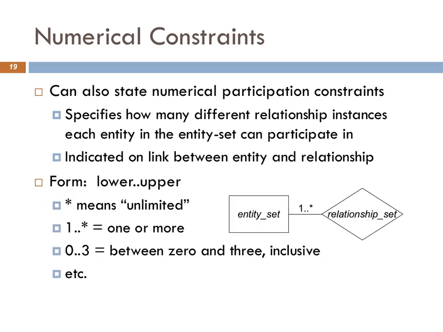Okay, so typically they're written as lower..upper, where the lower number will be 0 or 1, in general, and the upper number will be 1 or star. You can have specific numbers, but again, it becomes very difficult to enforce that. So star means unlimited. In this case, we're saying that each entity can participate in at least one relationship in the relationship set, or potentially many.